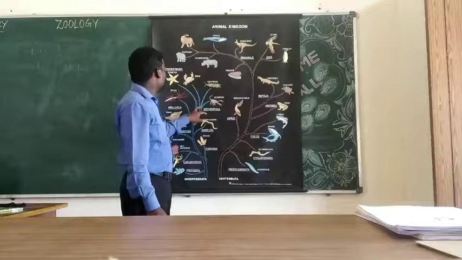The other one is cyclostomata. This type of animal does not have jaws. These animals are under the cyclostomata. Another one is called gnathostomata. Gnatha means jaws. This type has an upper jaw and lower jaw. The great example is fish. Also the other vertebrates like amphibia, reptiles, aves, and mammals are under the vertebrate phylum.